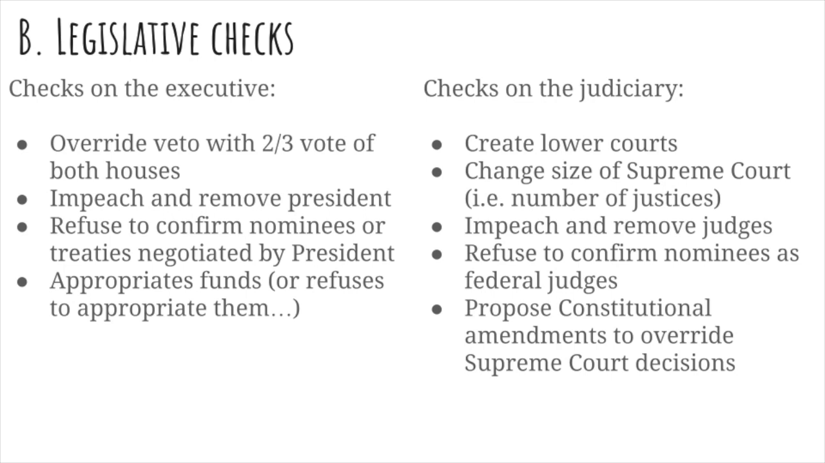The legislative checks the judiciary by creating the lower courts. That was one of the powers articulated in Article 1, Section 8 for the legislative branch. The legislative branch can change the size of the Supreme Court. There's nothing that says that we have to have 9 justices. We've had different numbers of justices on the Supreme Court over time. Another check on the judiciary is the ability for Congress to impeach and remove judges, and to refuse to confirm nominees as federal judges. And if the Supreme Court overturns an act of Congress, of course, Congress can propose a constitutional amendment, which would go above that Supreme Court power.